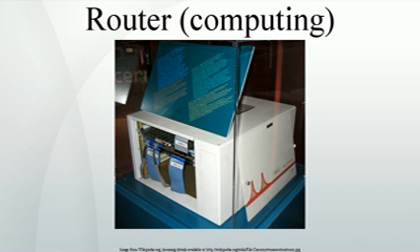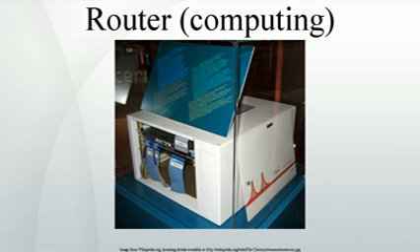Routers may provide connectivity within enterprises, between enterprises and the Internet, and between Internet service providers, ISPs, networks. The largest routers, such as the Cisco CRS-1 or Juniper T1600, interconnect the various ISPs, or may be used in large enterprise networks. Smaller routers usually provide connectivity for typical home and office networks.